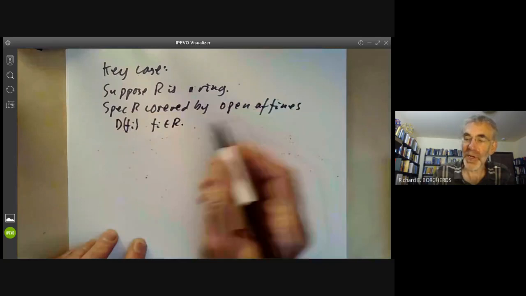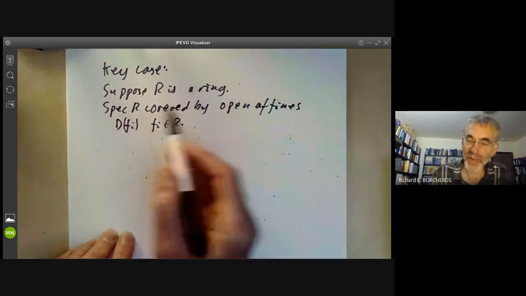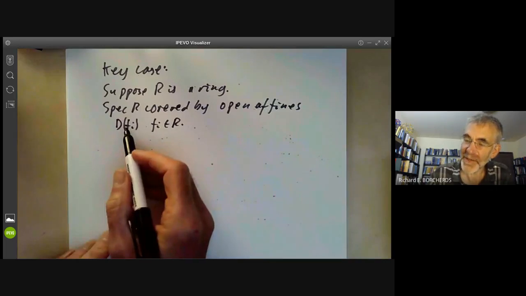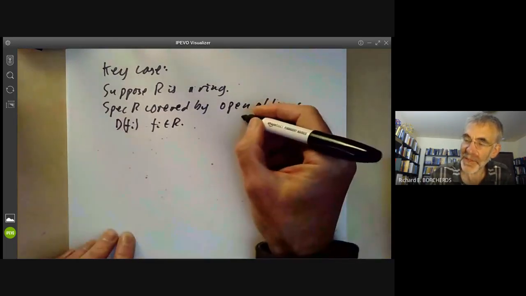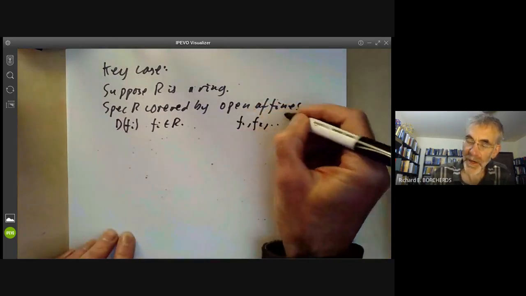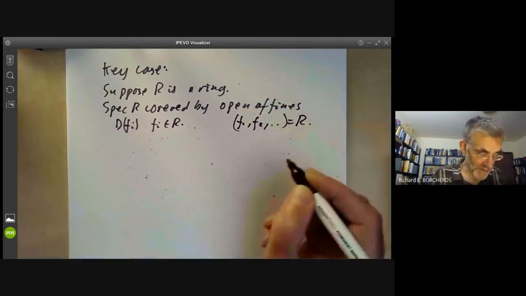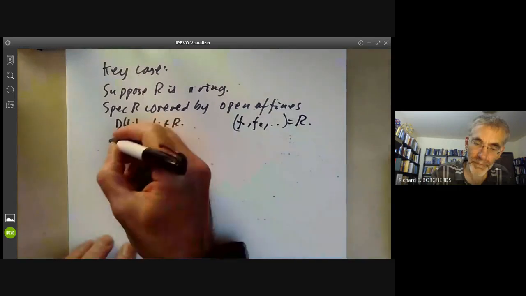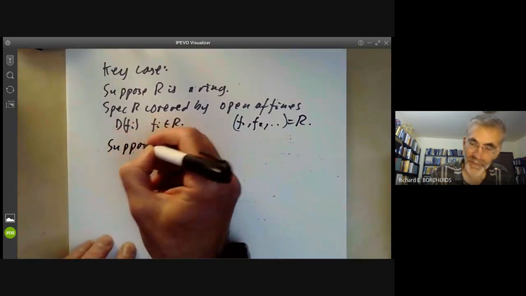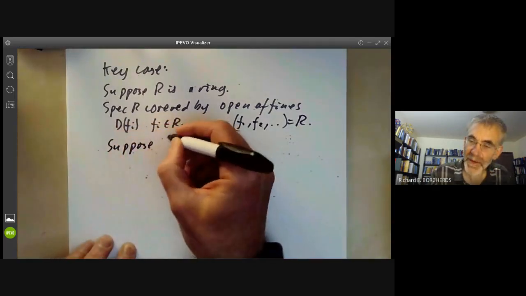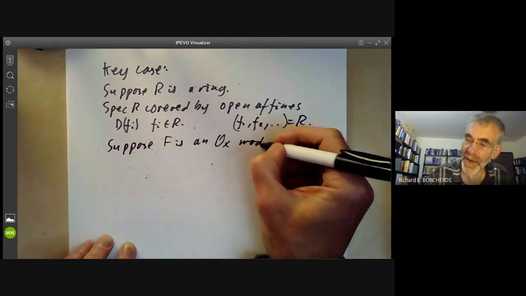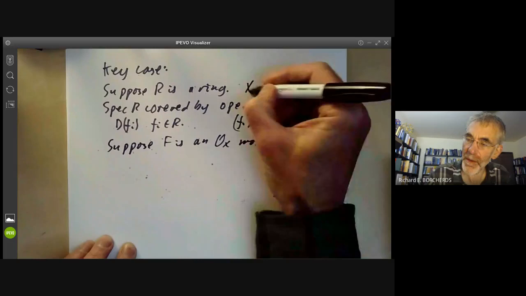Since the spectrum of R is compact, we can assume there are a finite number of these, and saying it's covered by open affines means the ideal generated by f_1, f_2, and so on is just R. And now, suppose F is an O_X module, here where X is the spectrum of R.